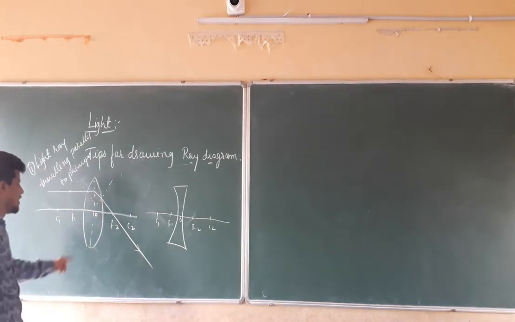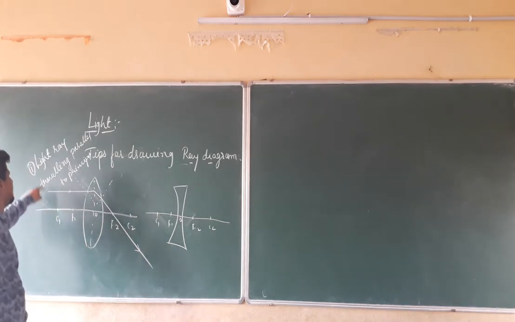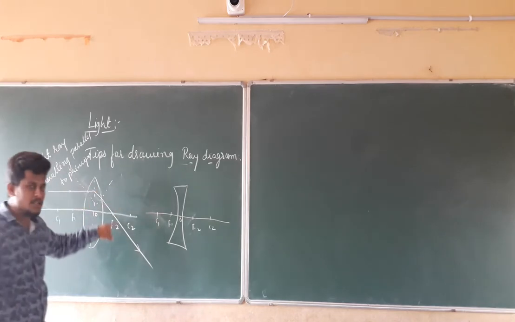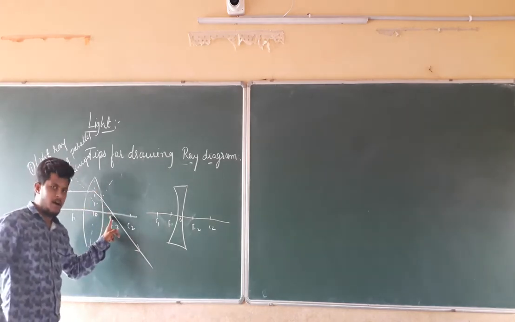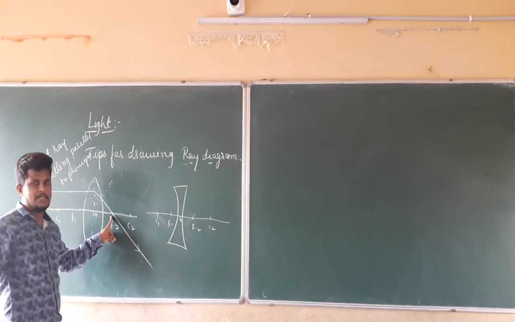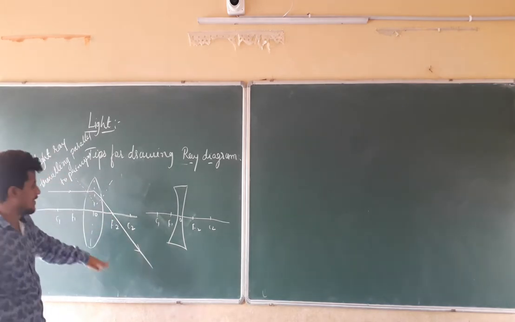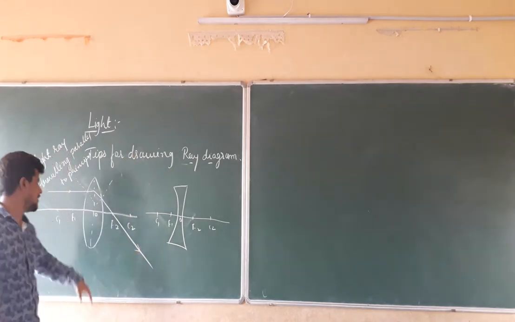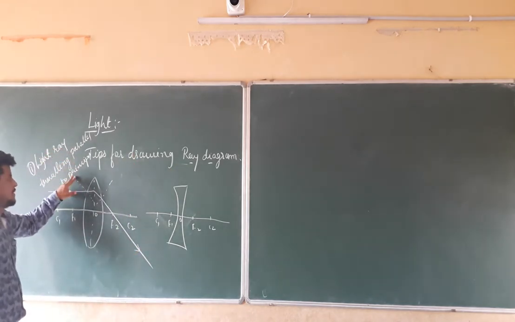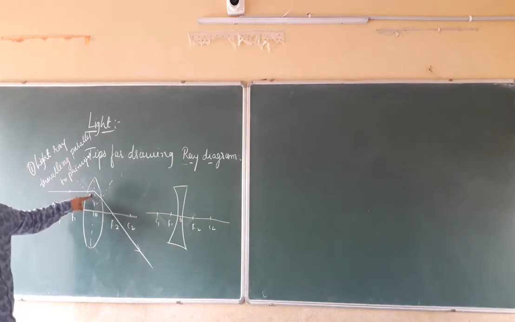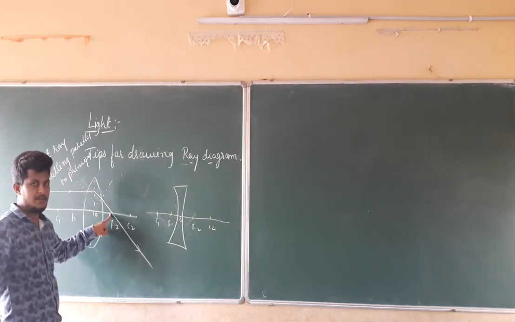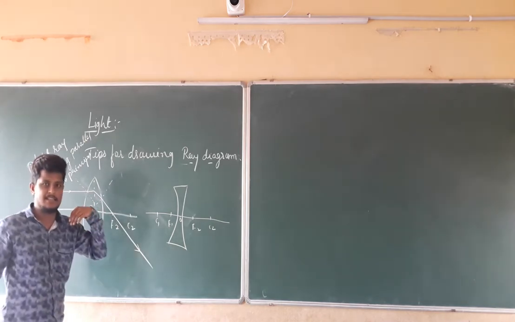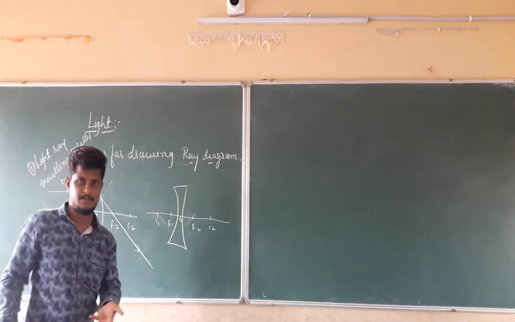That is nothing but, in a convex lens, the light ray which is traveling parallel to the principal axis, on refraction, is going to pass through the principal focus on the other side. That is, the light ray traveling parallel to the principal axis, on refraction, is going to travel through the principal focus on the other side. Right.